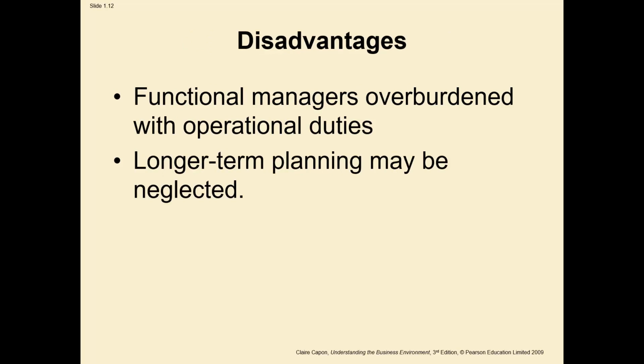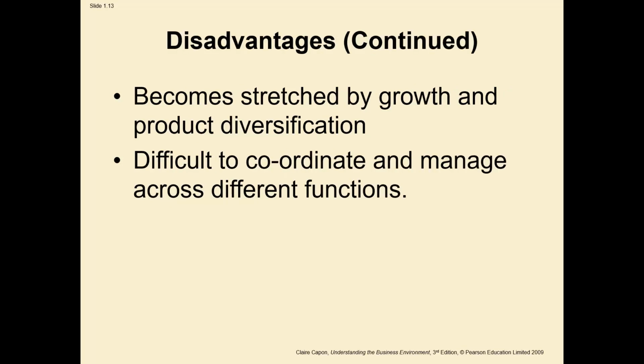The disadvantage: functional managers can become overburdened with operational duties, so there is very much a focus on what's actually going on, and long-term planning can therefore be neglected because they're focused on the day-to-day running. It becomes stretched by growth regarding the product or specification. If you have too many divisions, too many sections, too many countries involved, too many product types, it's difficult to coordinate and manage across different functions.